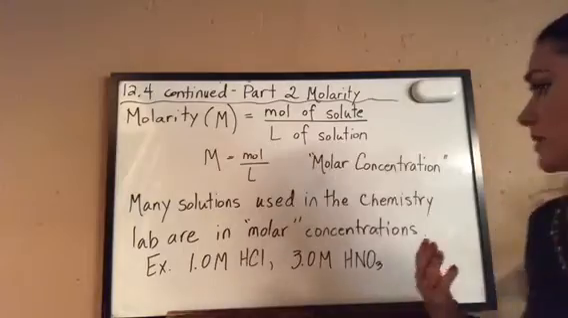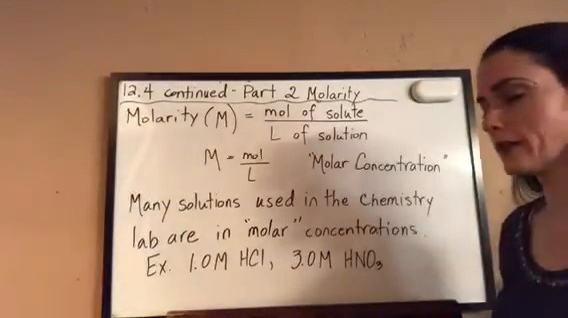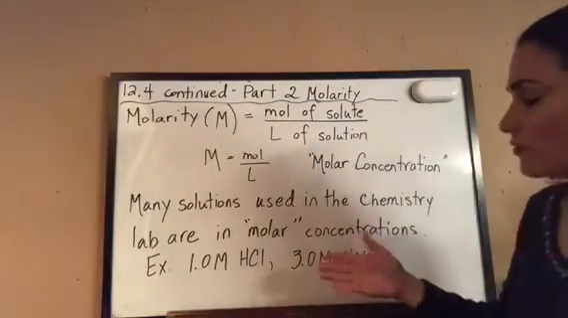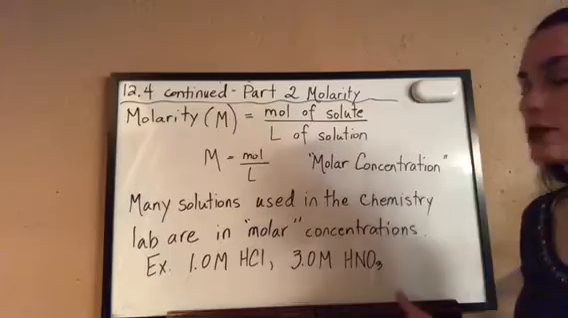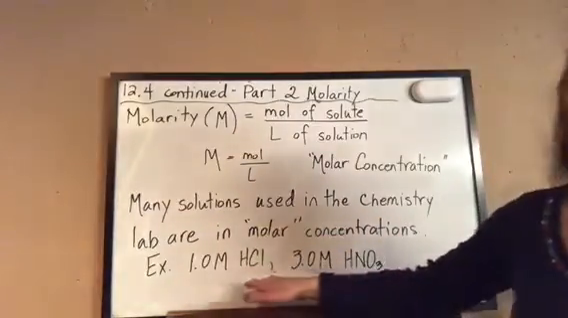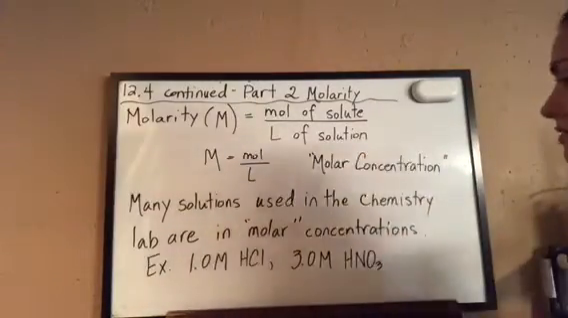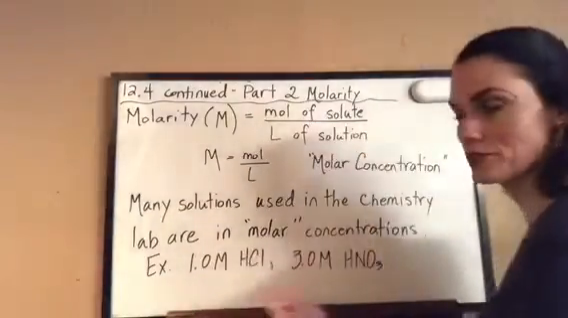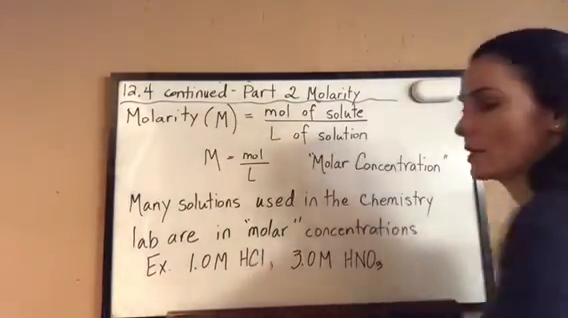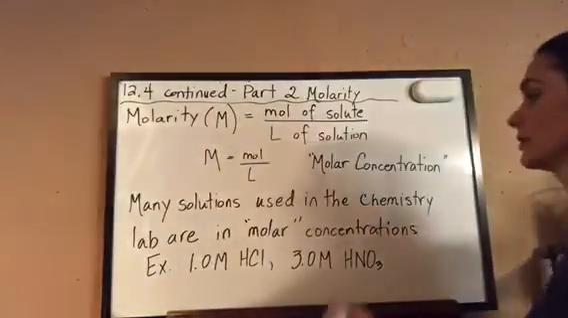In the chemistry lab, in the lab manual and in the labs that you've done in person, you've already used solutions that are labeled with molar concentrations. 1.0 molar hydrochloric acid, 3 molar nitric acid. So that's how you would refer to these. If you would say, could you hand me the bottle of the 1 molar hydrochloric acid? We don't say 1 molarity, we say 1 molar.